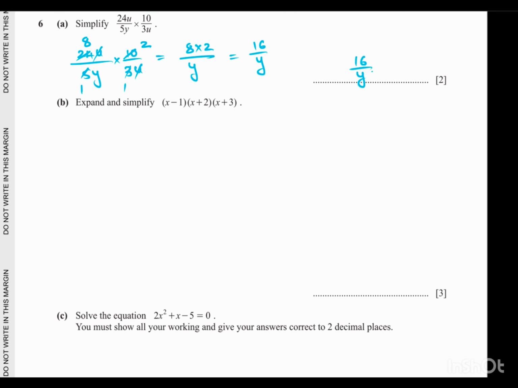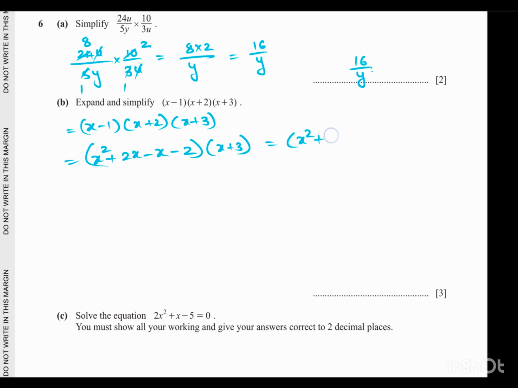Question number B. Expand and simplify x minus 1 into x plus 2 into x plus 3. So first we'll do x minus 1 into x plus 2, and then we'll multiply that with x plus 3. So x minus 1 into x plus 2: x into x is x square, x into 2 is 2x, minus 1 into x is minus x, minus 1 into plus 2 is minus 2, into x plus 3. So simplify this: x square, 2x minus x is plus x, minus 2 as it is, and x plus 3.